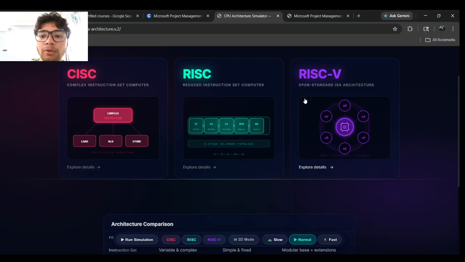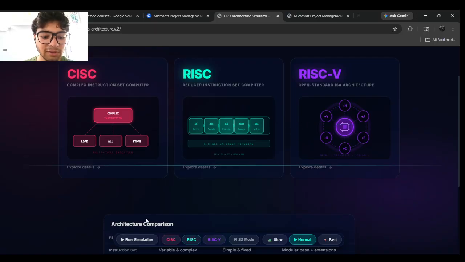Now we move to RISC-V, which is a modern and open source instruction set architecture. Unlike traditional architectures, RISC-V is designed to be modular and flexible. In this simulation, we can see a central processing unit surrounded by different modules such as ALU, memory, and control units. The signals move between these modules dynamically, showing how different parts of the processor are activated based on the task. One key advantage of RISC-V is that it allows customization. Developers can design processors based on specific needs. This makes it highly suitable for modern applications like embedded systems, IoT, and advanced computing. So RISC-V represents a scalable and future-oriented architecture.